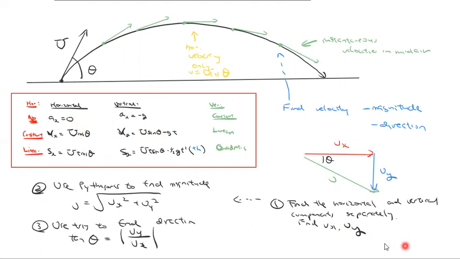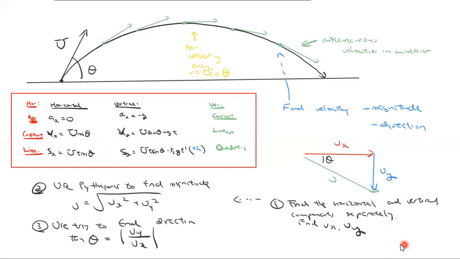So regardless of whether you're trying to find range or max height or anything, you're thinking, how do I get the time for that, and then which formula do I sub it into? You can see that when we did range, max height, and so on. So that's basically everything for projectile motion.